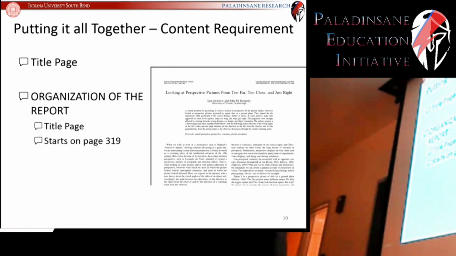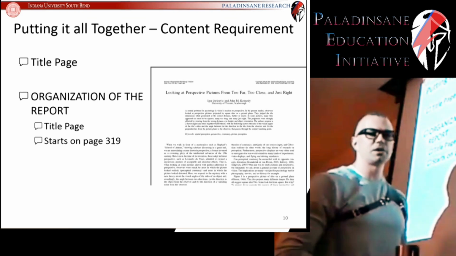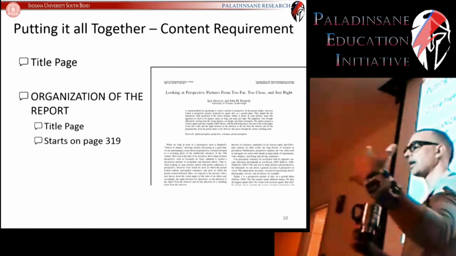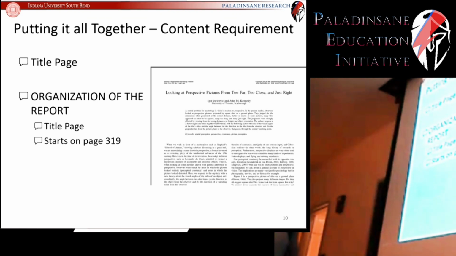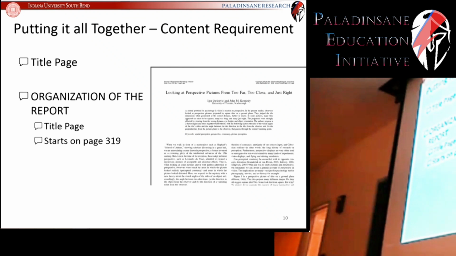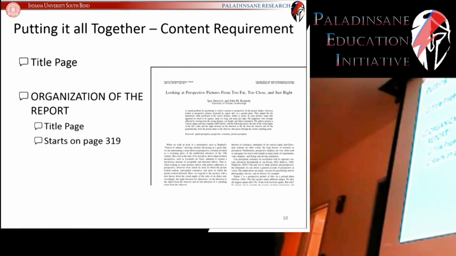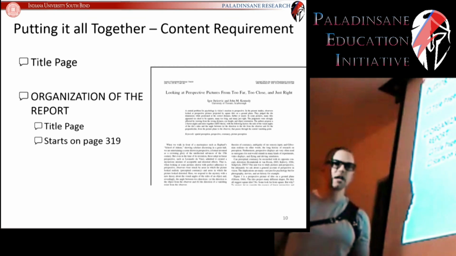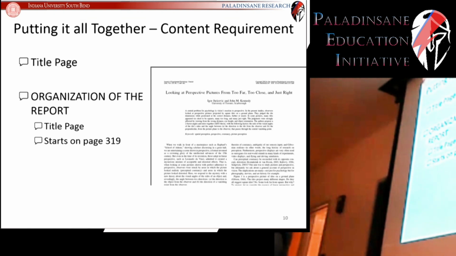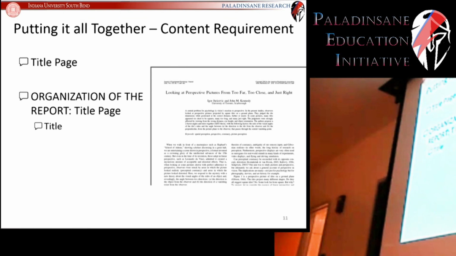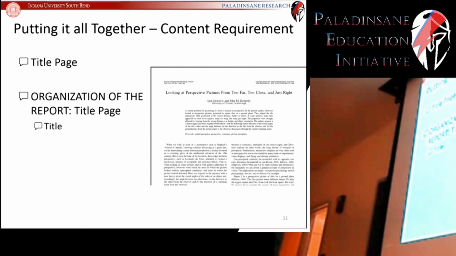We'll start off with the title page. For more information on the title page, you can check out "Organization of the Report" in your textbook. If it's formatted the same way mine is, that'll start on page 319, but that is the heading that'll give you information about your title page. But the biggest, and you can also find information on the title.